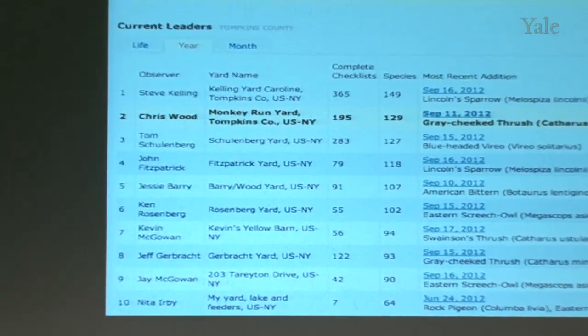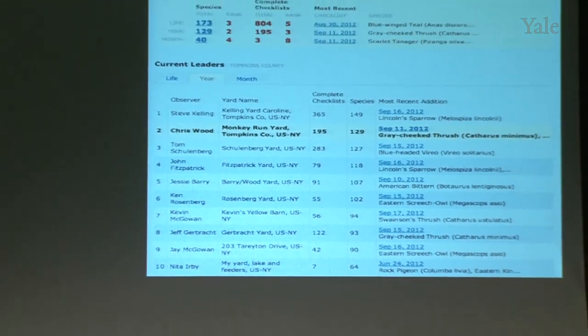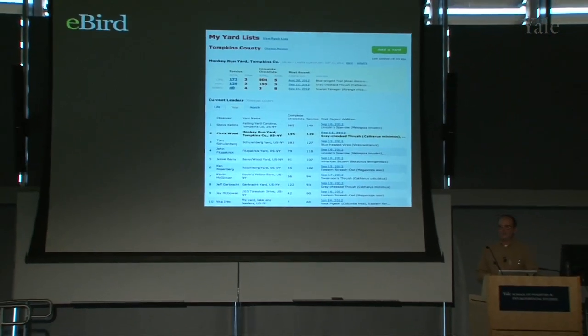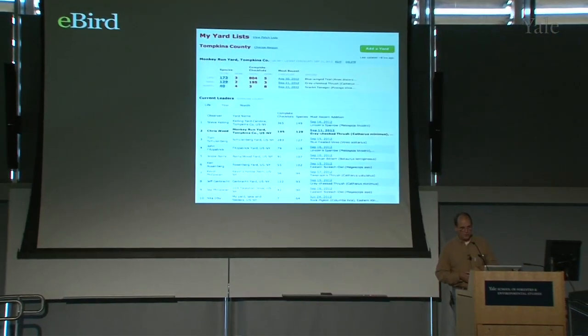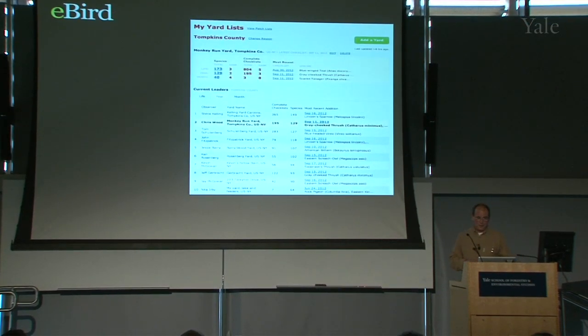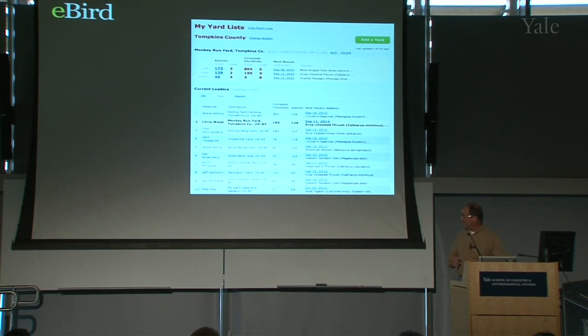These kinds of competitions then are really great for us in the analysis of bird populations because we get repeated sightings from the same location by the same observer. So you can see that in Tompkins County, where Cornell is, I'm the best. And I have a lot of competition. I don't know if you might recognize some of the names on that.